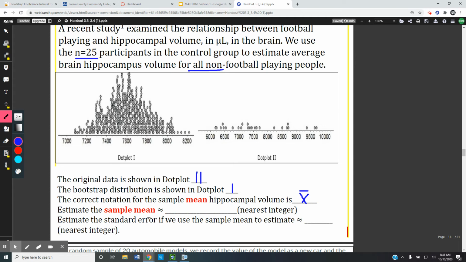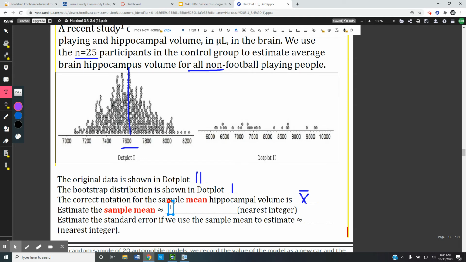Estimate the sample mean. All right, well, when I go to the sample mean, I've got to look in the middle. My estimate of the sample mean to the nearest integer, I'm going to come right down through the middle right here, and it appears that it's going to be 7,600 because that's the number closest to where I'm coming down through. So 7,600 is my estimation.